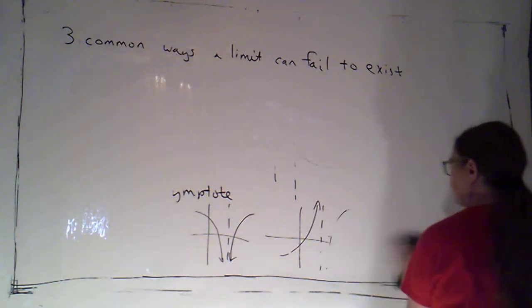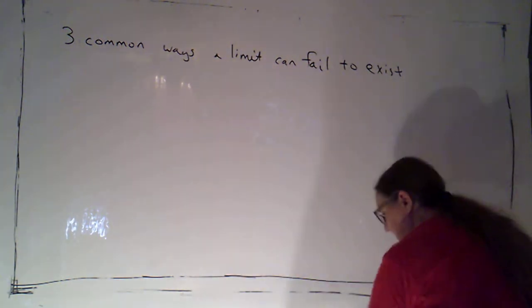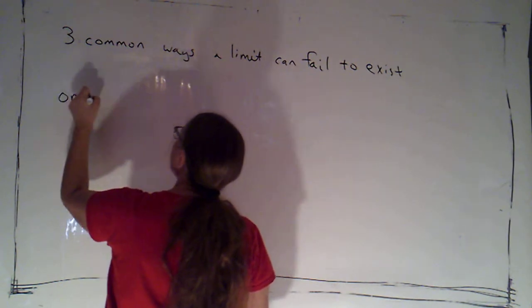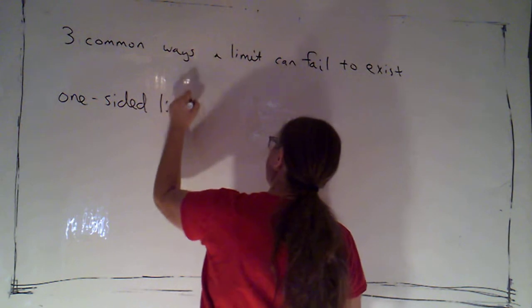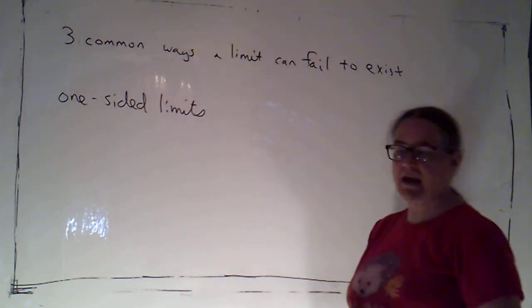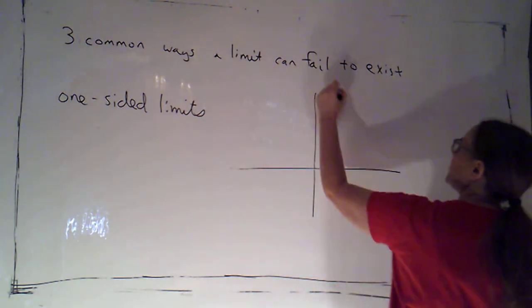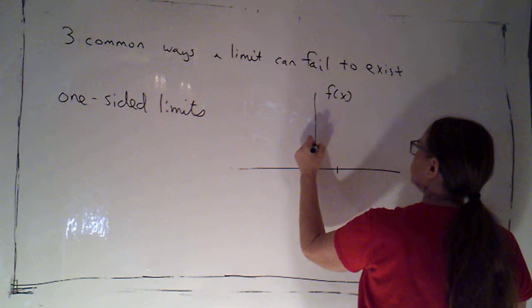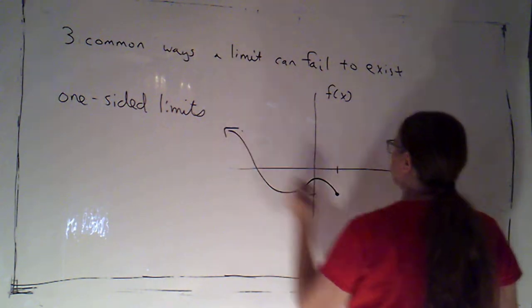So, for that first problem of approaching different values from different points, we're going to introduce what's called a one-sided limit. Okay, let's just suppose that we've got some function f of x, and let's suppose that it looks something like so.